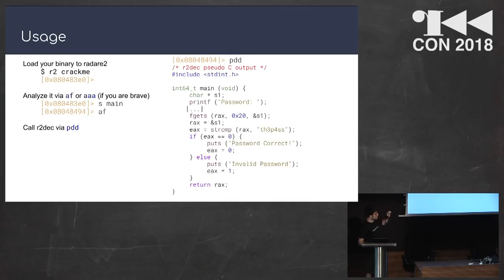So how to use it? You just run your radare2 session with your favorite binary. You analyze whatever you want. You can just analyze the function or the whole binary. And then you launch pdd. pdd is the command to call r2dec, and it magically outputs some pseudocode that it will be improving in the future, but that's an example.